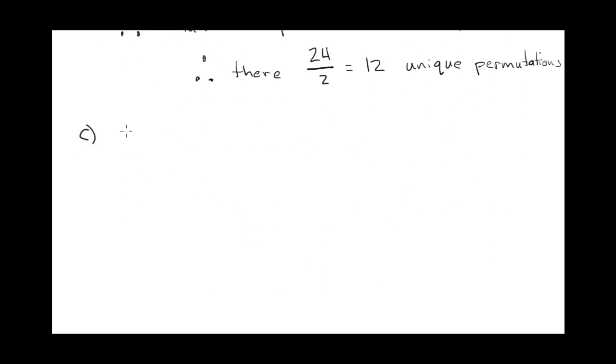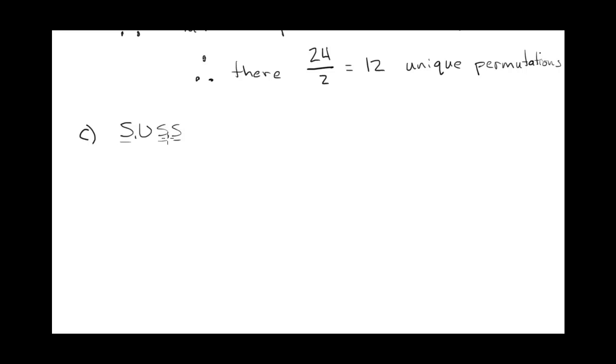Let's see, what about the word SUSS? So here we have three letters which are identical. So you might say, okay, when there's two, we divide by two. So maybe we just divide by 3 in this case. And that'd be a good guess, but not quite right.